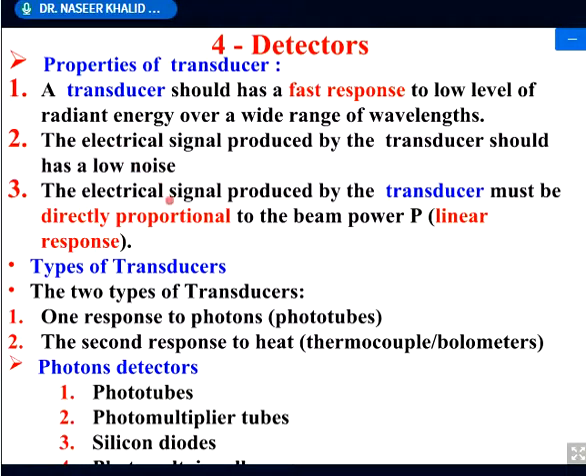And number three, the electrical signal produced by the transducer must be directly proportional to the beam power. It should have a linear response. For example, if the radiation bombarded on the transducer is lesser, it should give a lesser signal. If it is greater, it should have a greater signal accordingly.